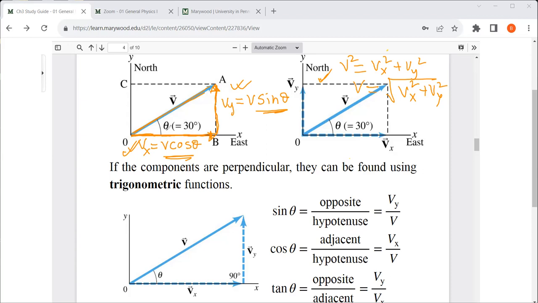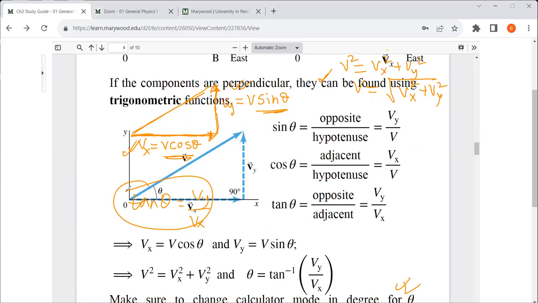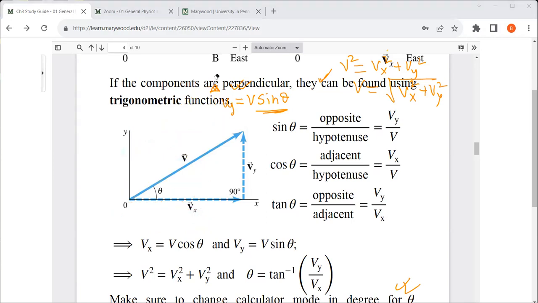Okay, how about this angle? You can get it back by using this equation: tan theta is equal to vy over vx. So if you know the components, you can get back theta by using this equation. All right, very good. All this information you can see in this slide, and if it is difficult to understand, email me, I can discuss it again.